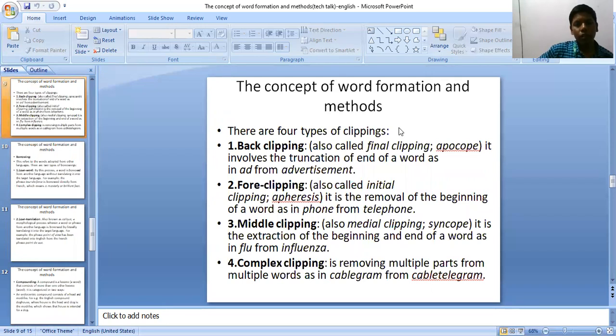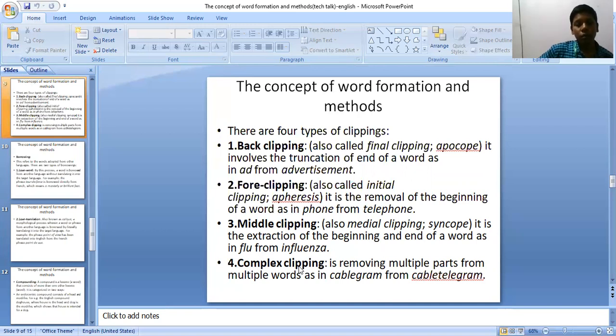There are four types of clippings. Back clipping, also called final clipping or apocope. It involves the truncation of the end of a word, as in ad from advertisement. And second one is fore clipping, also called initial clipping or apheresis. It is the removal of the beginning of a word, as in phone from telephone. And third one is middle clipping, also called medial clipping or syncope. It is the extraction of the beginning and the end of a word, as in flu from influenza.